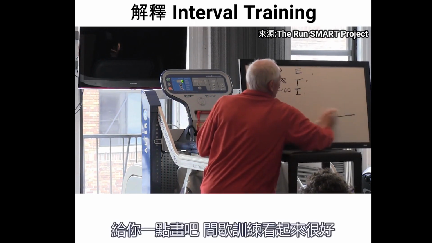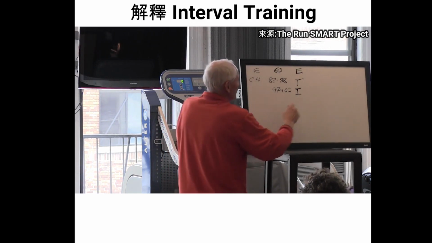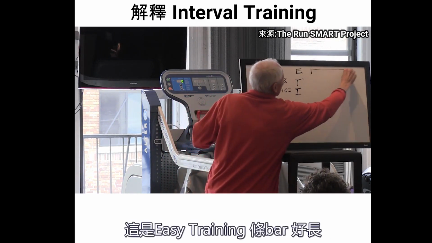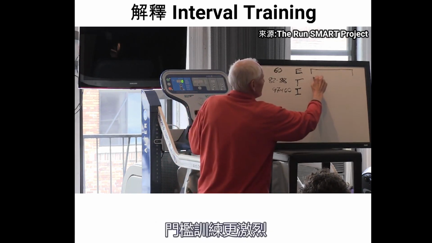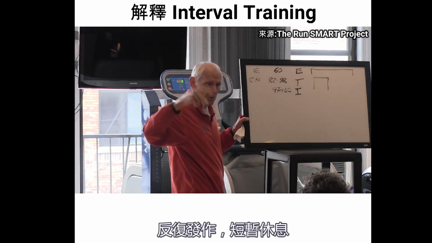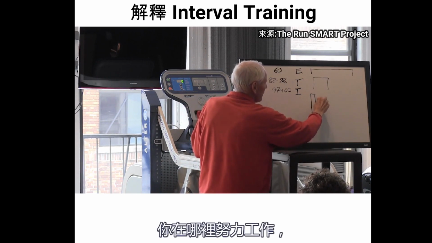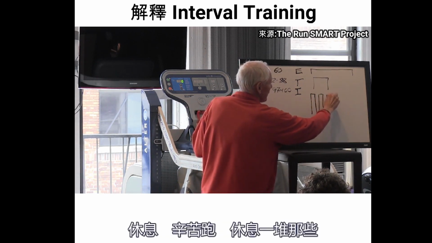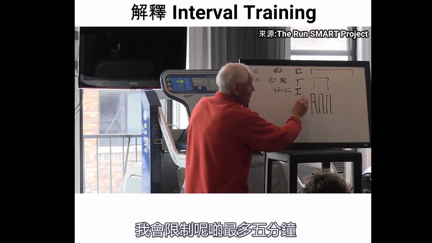Now I'll draw you a little picture of what interval training looks like. Well, here's what easy training looks like. The height of that bar is how intense it is. Threshold training's more intense, but you don't do it as long. Or you might do it with repeated bouts with short rest. Interval training looks more like this, where you do hard work, rest, hard work, rest, hard work, rest, like that, a bunch of those. I would limit those to 5-minute max.